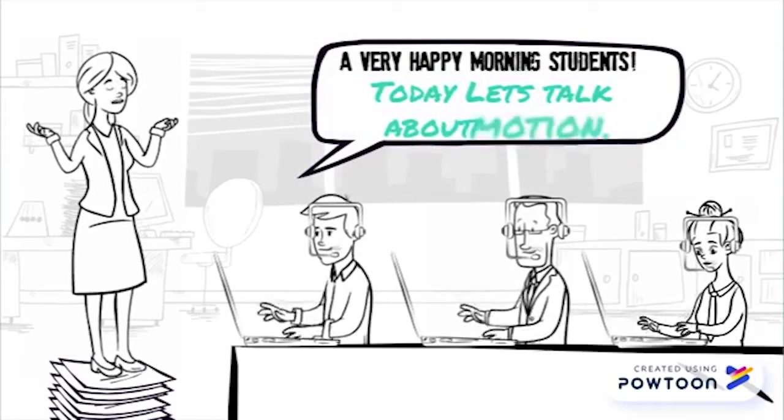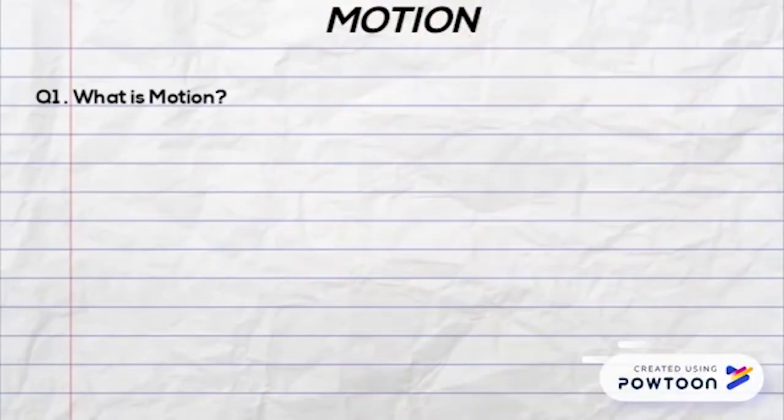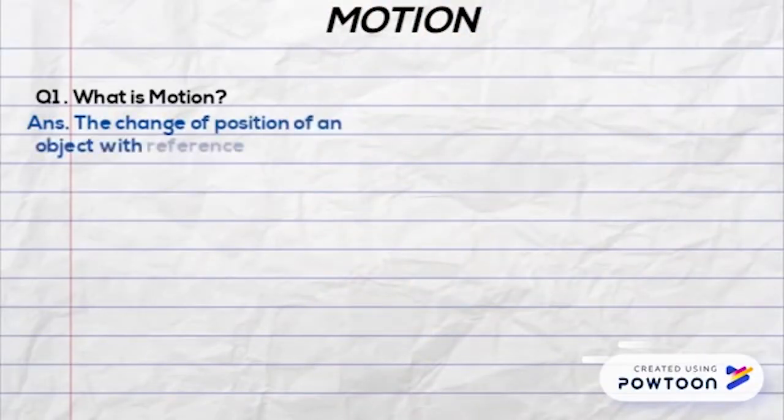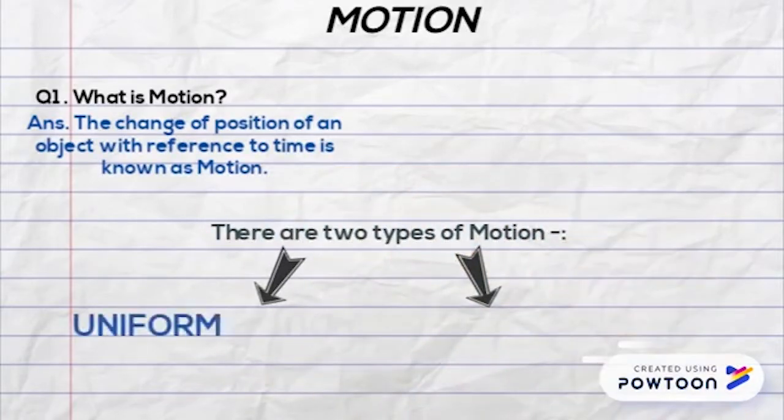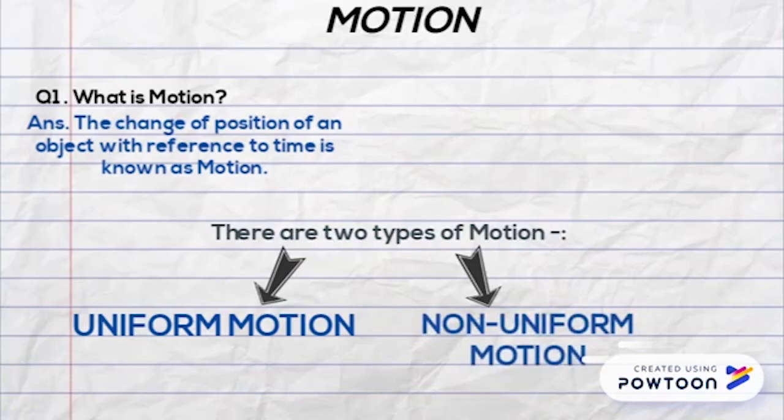Today, let's talk about motion. Motion. What is motion? The change of position of an object with reference to time is known as motion. There are two types of motion: uniform motion and non uniform motion.